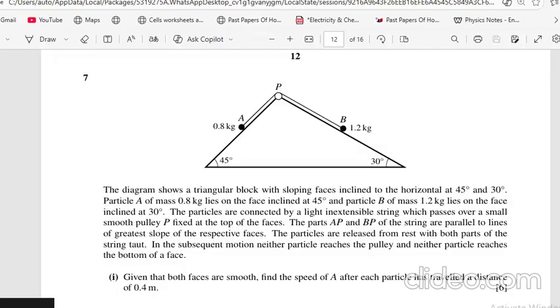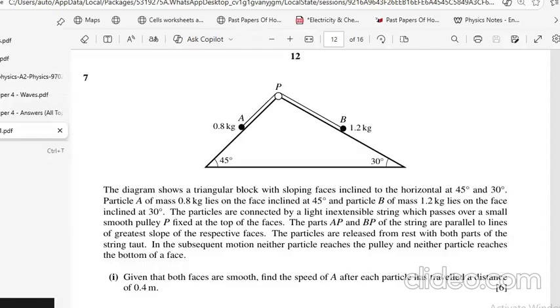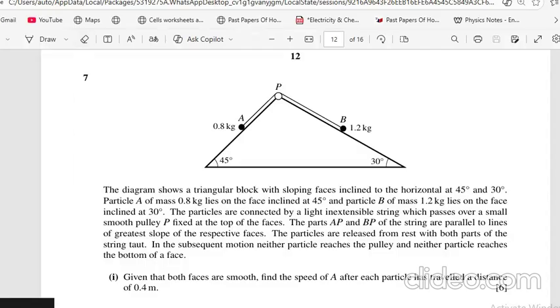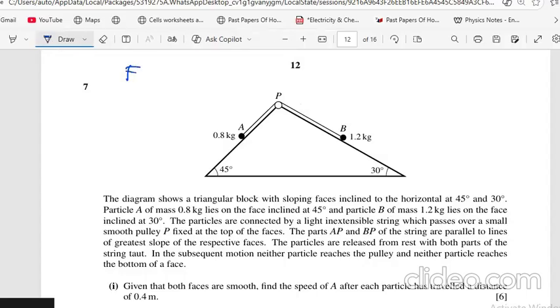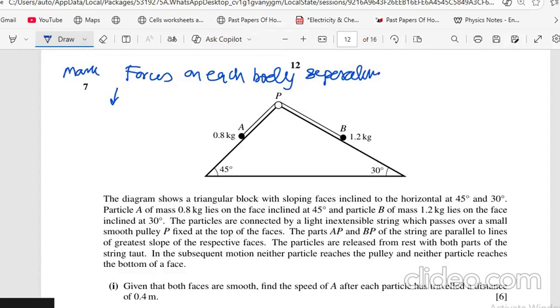Whenever we have these problems, there are certain basic steps. First thing is that you have to mark the forces on each body, considering each body separately. Mark the forces.